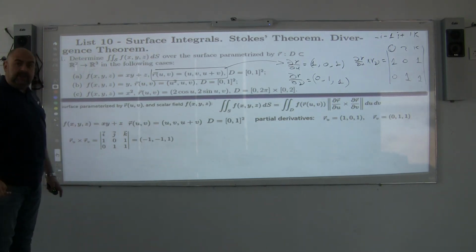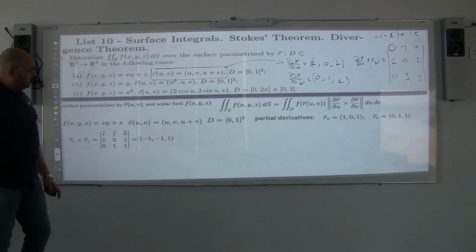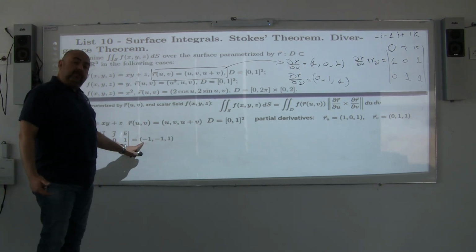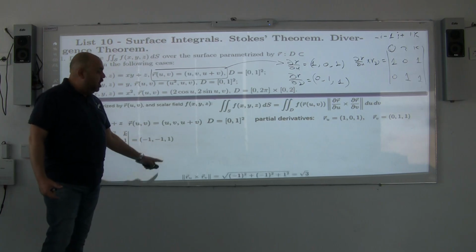That's the cross product. I will need the magnitude of this vector. Do you remember how to get the magnitude? Of course you know. The square of the first component plus the square of the second component plus the square of the third component, all under the square root.